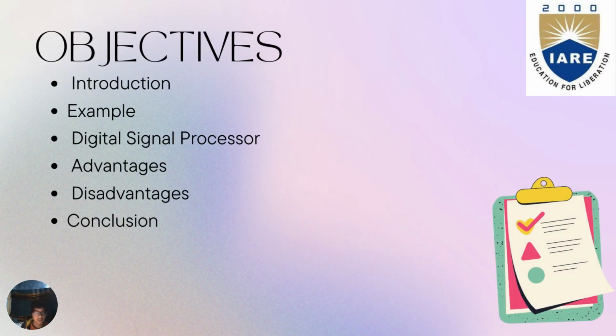In this presentation, the objectives are, first, to introduce ourselves to what Harvard architecture machines actually are and discuss certain examples, which include the digital signal processor. Also, the advantages and disadvantages of Harvard architecture machines, and finally, a conclusion about Harvard architecture machines. So let's start with the introduction.